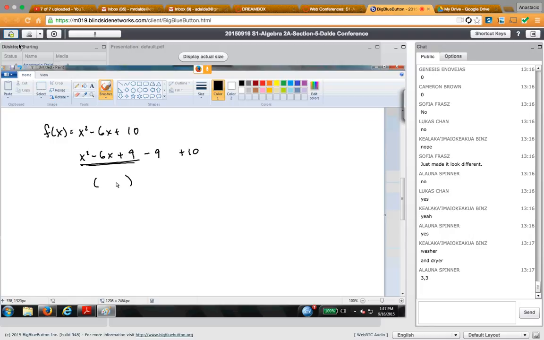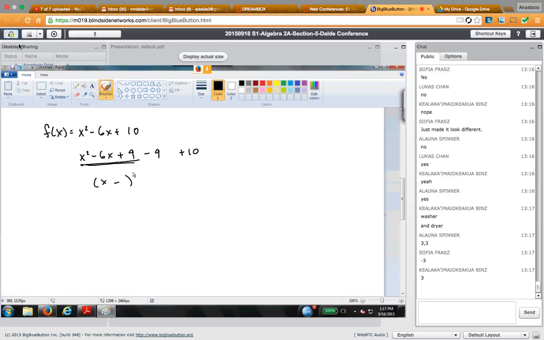X minus 3 squared. Alana, I totally agree with you. It's 3 and 3. It's x minus 3 and x minus 3, but then I combine that to be x minus 3 squared. We still have the negative 9, and we still got the plus 1, or 10. Got it?